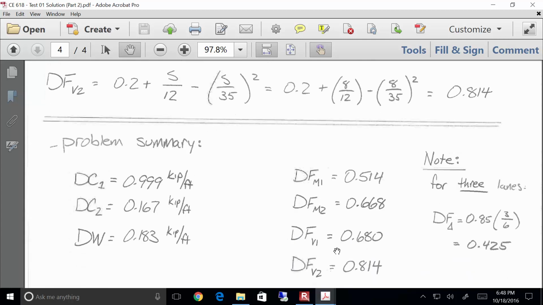Now, the last one that needed to be computed was the distribution factor for deflection. Okay? This bridge carries 3 lanes of traffic. Okay?